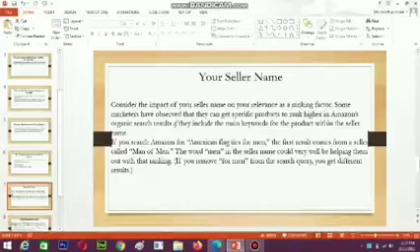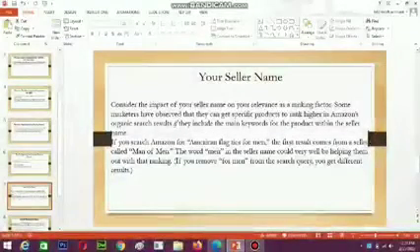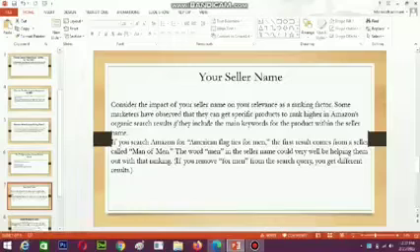Your seller name. This is also a very important thing. Third one, your seller name. Your seller name should be prominent, and you should consider the impact of your seller name as a relevance ranking factor. It would affect your ranking. Some marketers have observed that they can get specific products to rank higher in Amazon's organic search if they include the main keyword for the product within the seller's name.